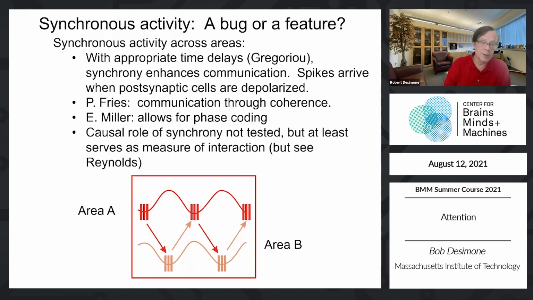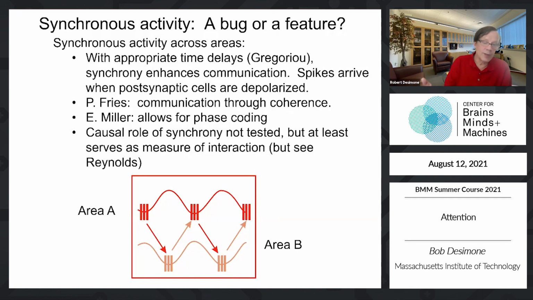Pascal Fries has talked about communication through coherence, and he's raised the possibility that the nervous system could regulate communication between areas by changing the coherence between cells in different areas. Earl Miller has raised the possibility of phase coding, where the phase that the spikes occur in itself carries information that the nervous system uses.